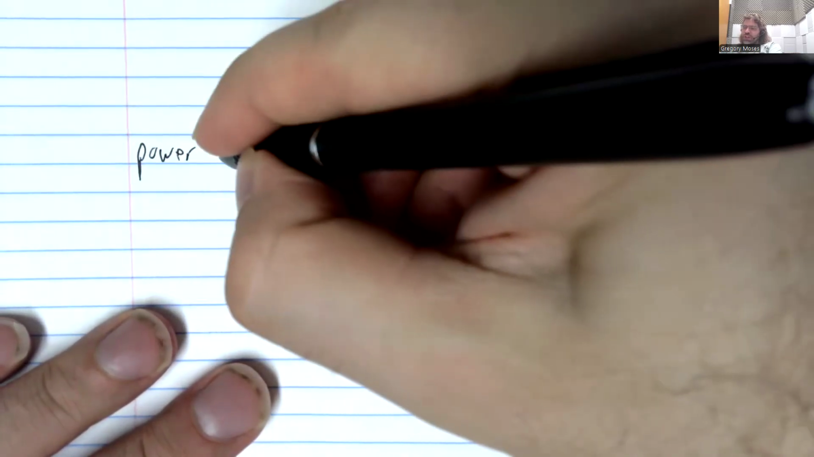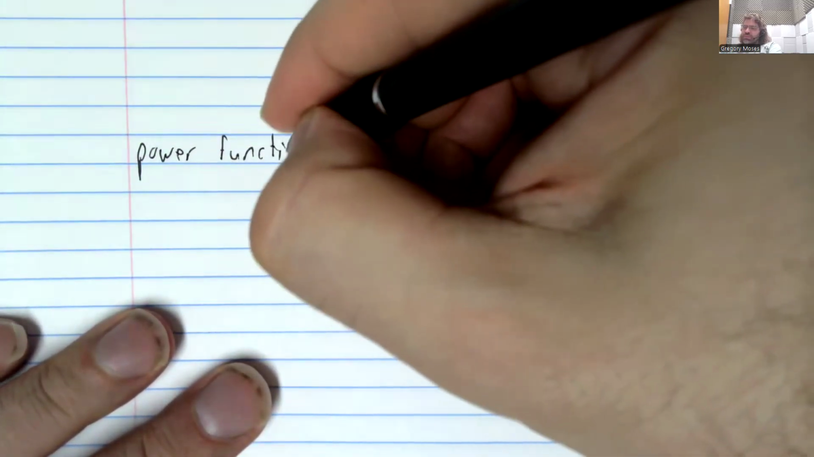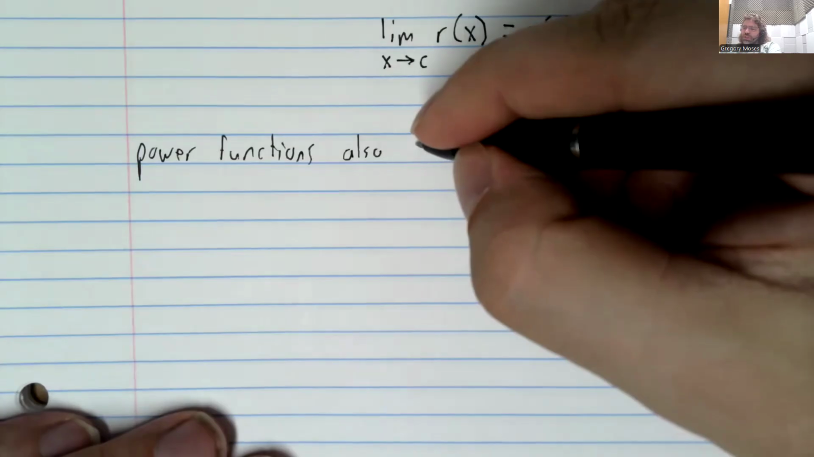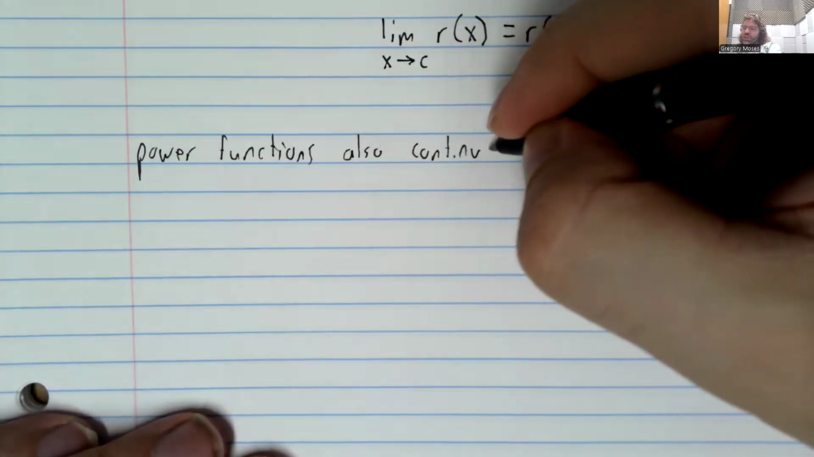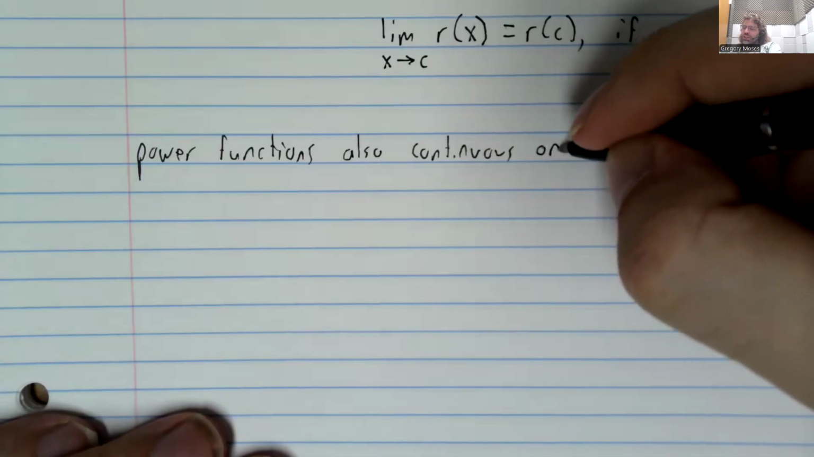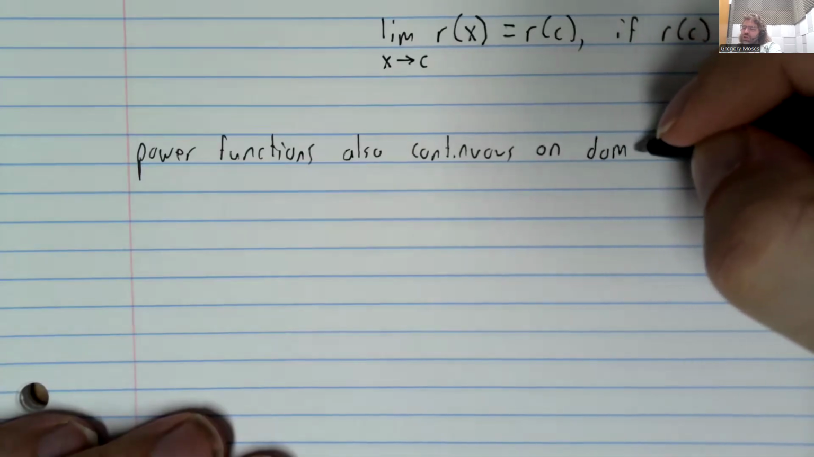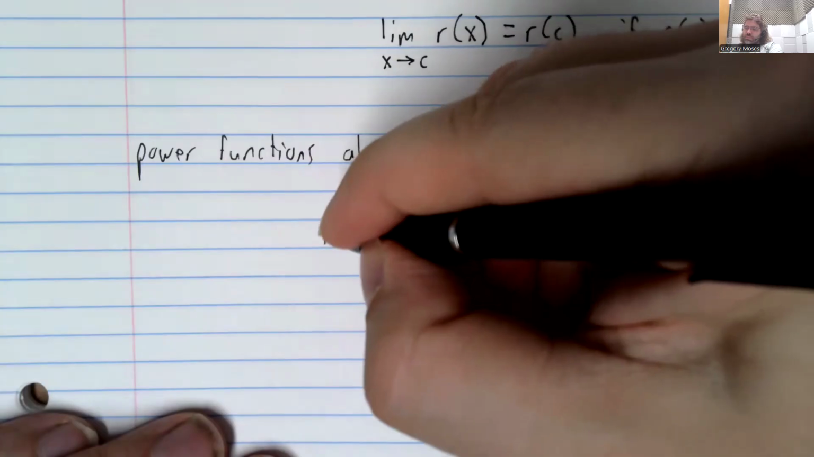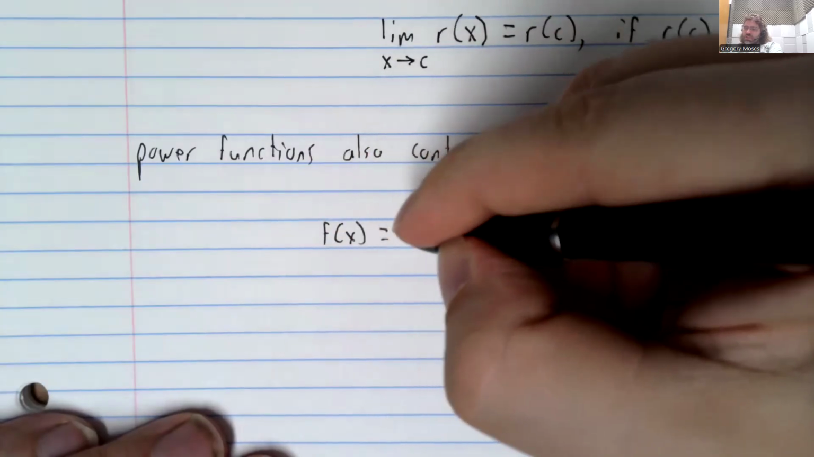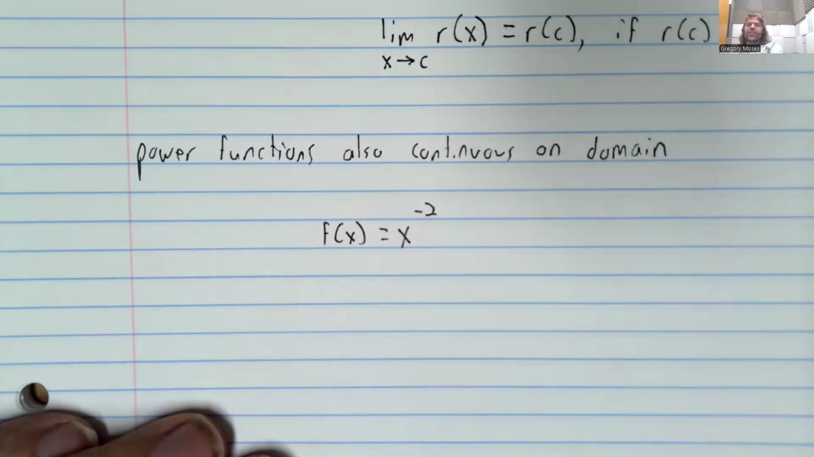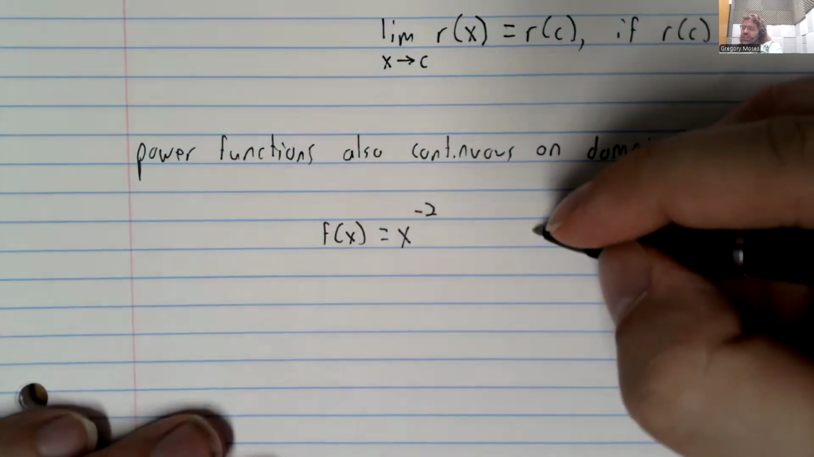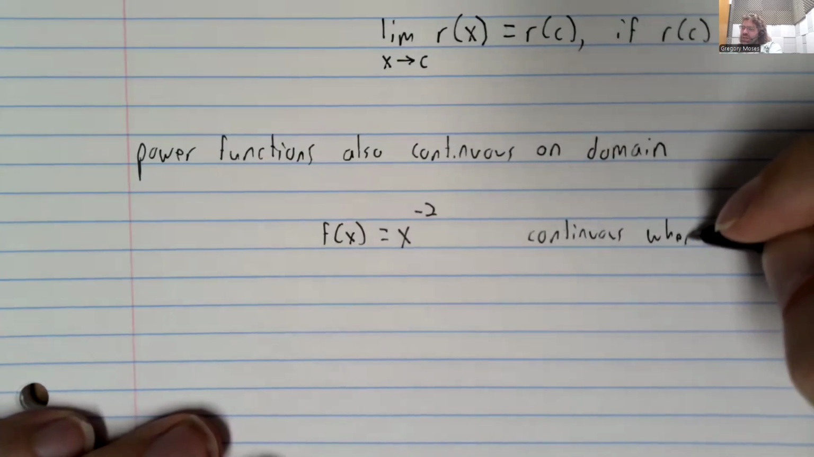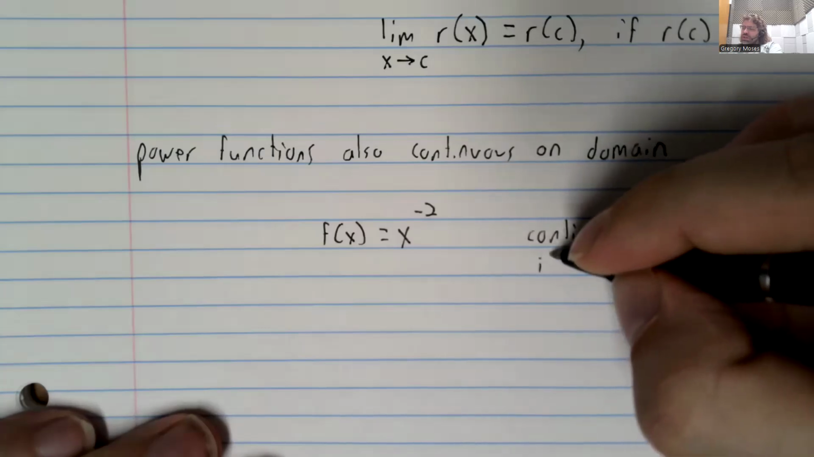Power functions are also continuous on their domain. So f of x equals x to the negative second is continuous whenever it's defined.